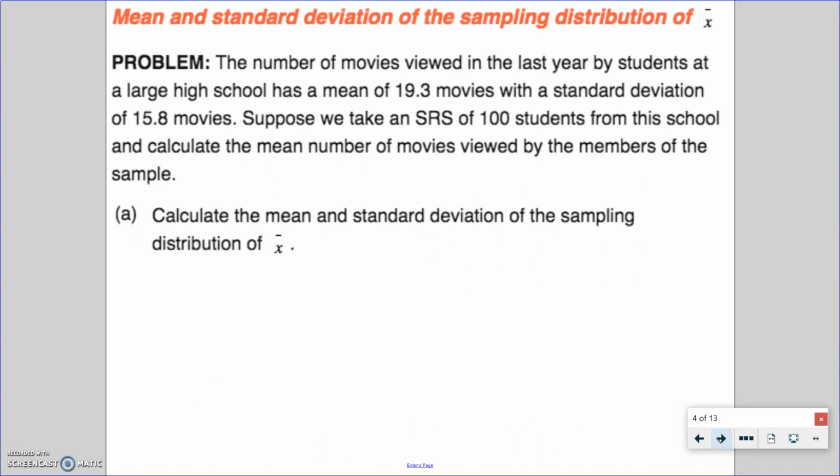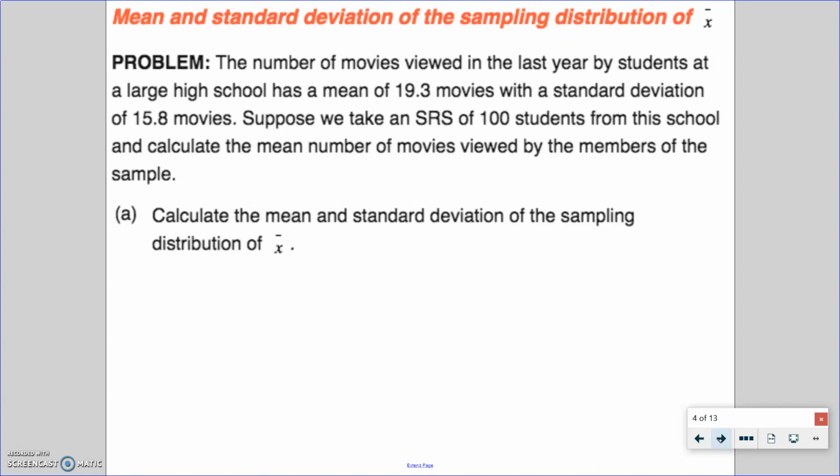So let's do a practice problem. The number of movies viewed in the last year by students at a large high school has a mean of 19.3 movies with a standard deviation of 15.8. Suppose we take a simple random sample of 100 students from this school and calculate the mean number of movies viewed by the members of the sample. Calculate the mean and standard deviation of the sampling distribution of x bar.